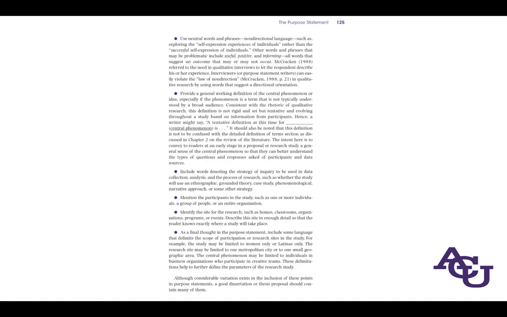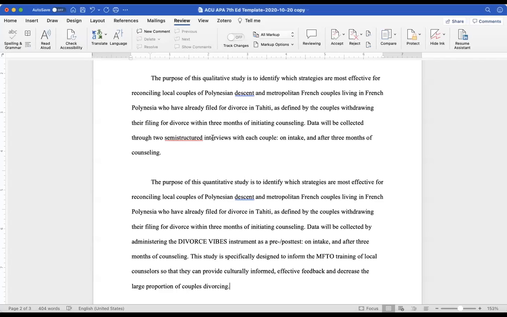So in the second to last paragraph, the last bullet on this page, you see, okay, the central phenomenon may be limited to individuals and business organizations who participate in creative teams. These delimitations help to further define the parameters of the research study. So this is another thing that you can write about. Delimitations. What's a delimitation? A delimitation is a boundary that you are choosing.